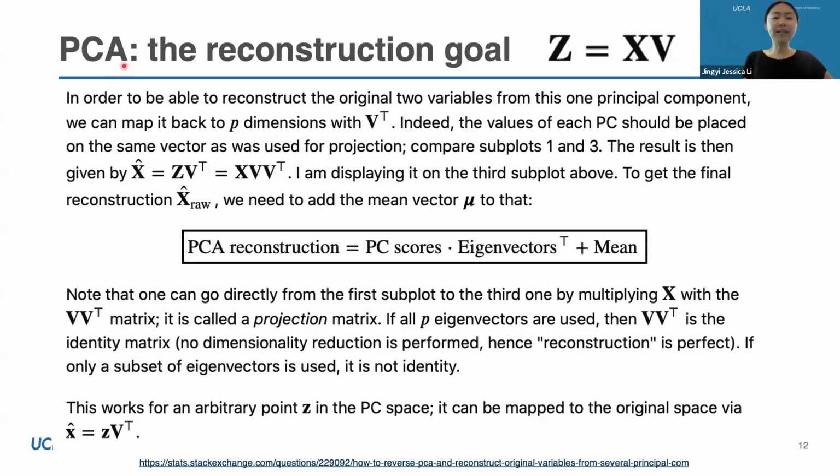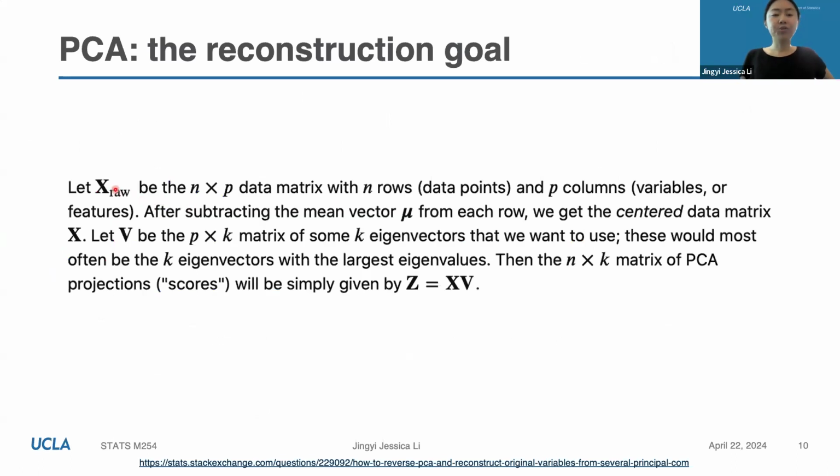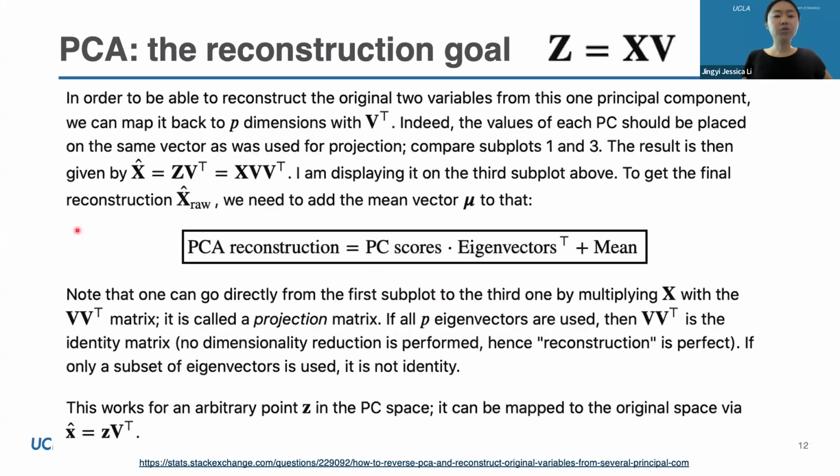Okay, so this is the word explanation of this formula. The PC reconstruction is the PC scores, which is Z, times the eigenvector transpose, that's V transpose. That's what we get for X hat. But when we say plus mean, we mean that we add the subtracted mean mu back to X hat to get X hat raw. The reason is here: we first subtract mu from X raw to get X, then we perform PCA on X, and then we reconstruct X hat.